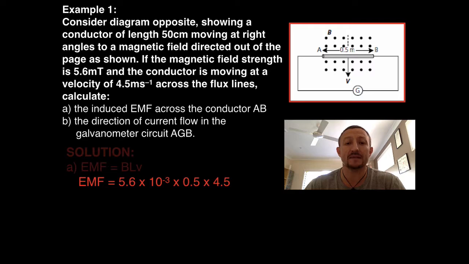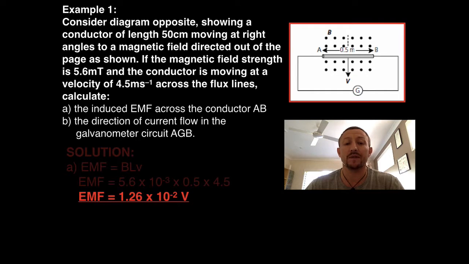I know that the length of my rod is 50 centimeters, which needs to be converted into meters, so it's 0.5 meters. And I also know that the speed at which I'm moving is 4.5 meters per second. So follow that through and I end up with a voltage of 1.26 times 10 to the negative 2 volts.